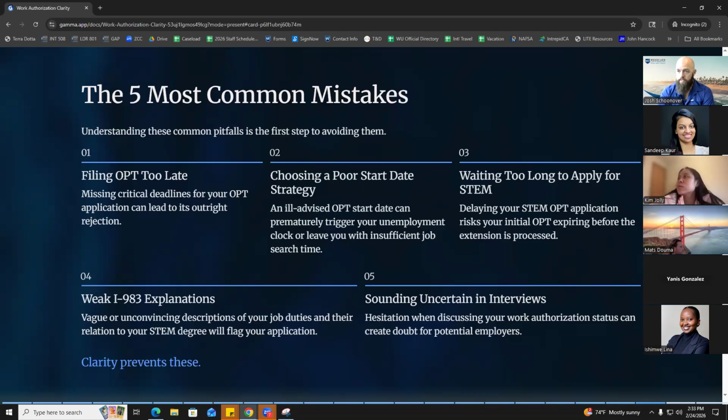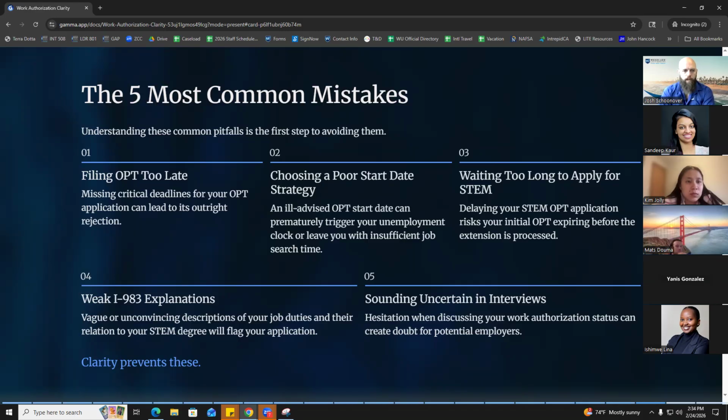Poor start date strategy is something that's avoidable. I see people who apply and request a late start date, but then they come back and tell me later on that they already have an employer and the employer wants them to start right away. If it's early enough, I can cancel the OPT recommendation and issue them a new I-20. But if they've already filed the OPT application, it becomes much more complicated.